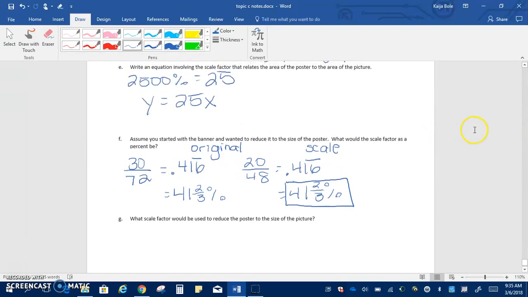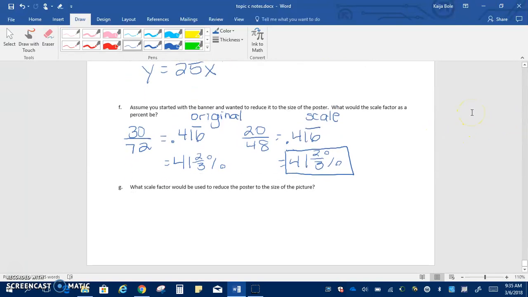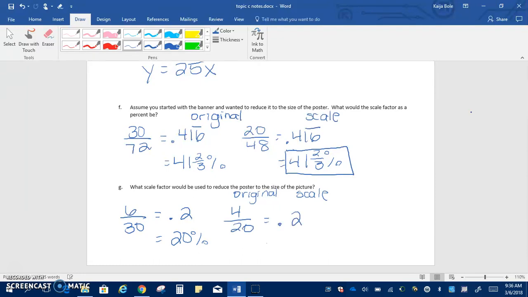Alright, same thing here in part G. What scale factor would be used to reduce the poster to the size of the picture? So now the poster is the original. The picture is our scale. So when we go to do our calculations, our scale, first we'd have 6 over 30 equals 0.2. So this would be 20%. And then if we use the other dimensions, it would be 4 over 20, which again is 0.2, which is 20%. So that would be our scale factor.